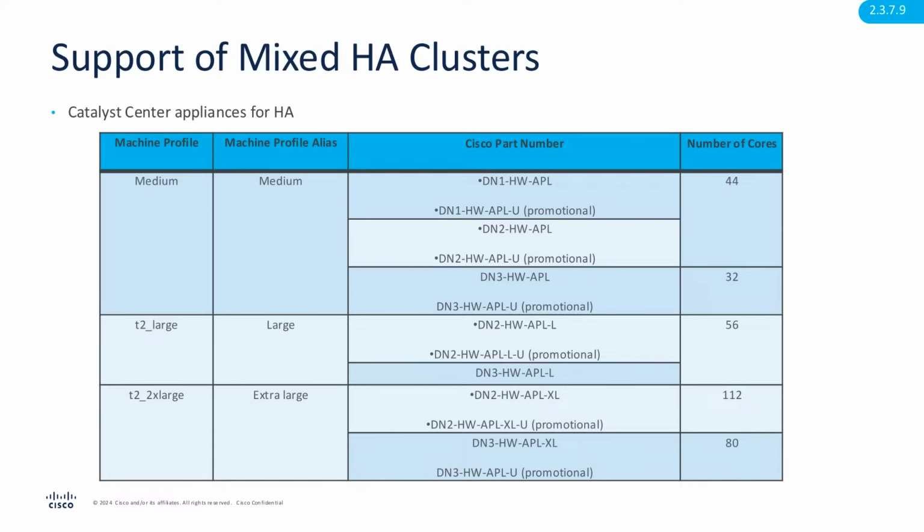So here's the support matrix. You can see the different machine profiles that are listed there, and what their aliases are, and the part numbers that are associated with it. And we also have a column there that lists the number of cores for that.